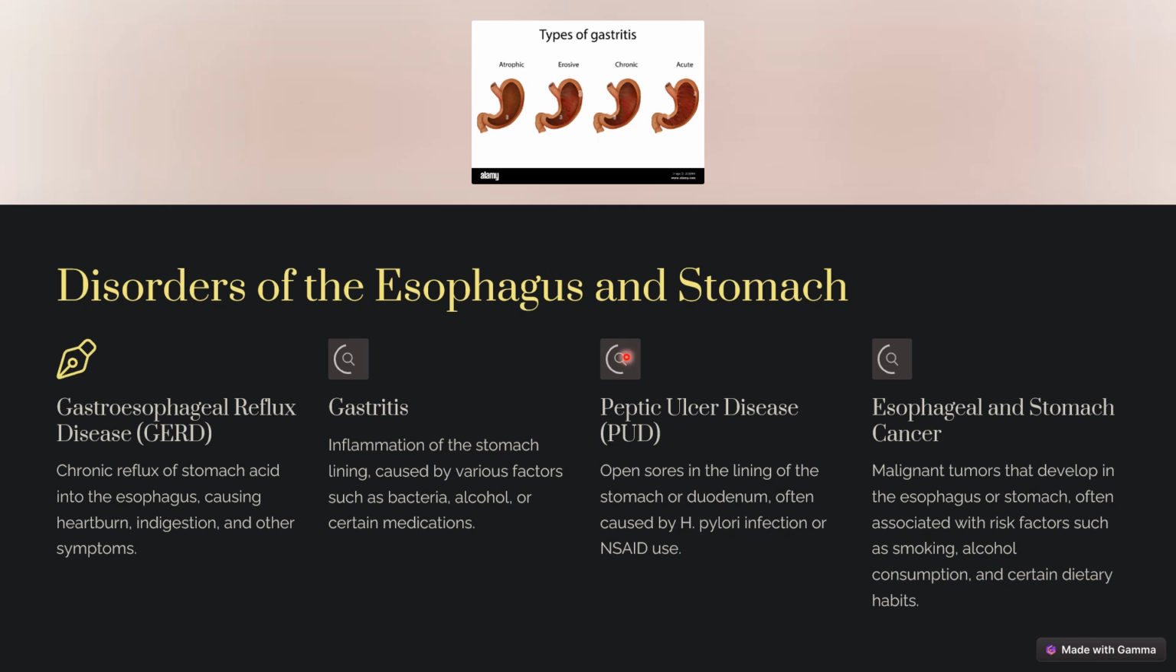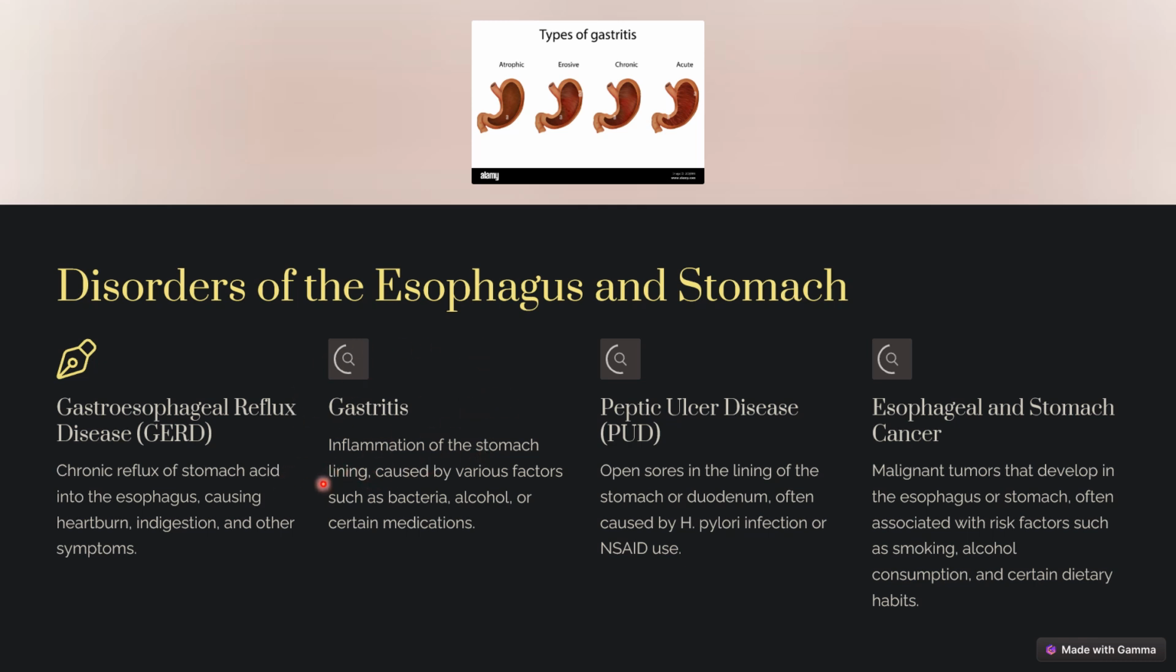What are the disorders now of the esophagus and stomach? First we have GERD, gastroesophageal reflux disease. Sometimes when we burp and we are full, or we eat any dish which is very spicy or something like that, and we burp, the gastric content, you can feel it comes till the throat. Sometimes we feel the burn. Chronic reflux. So basically GERD is the chronic reflux of stomach acid into the esophagus, causing heartburn, indigestion and other symptoms. Gastritis is the other disorder we'll see now.